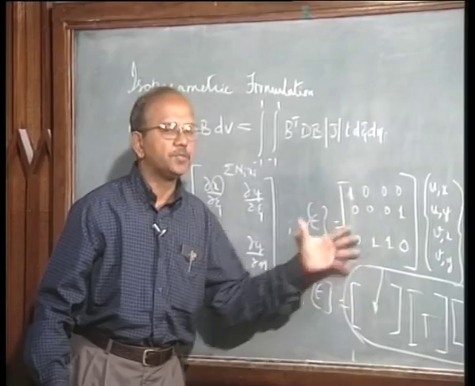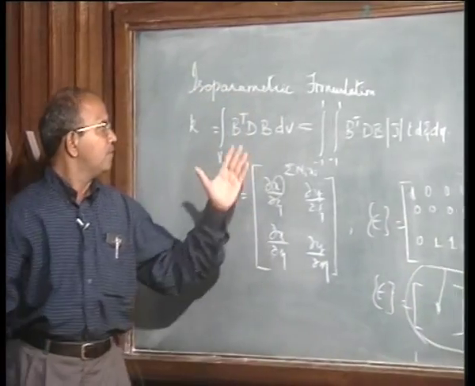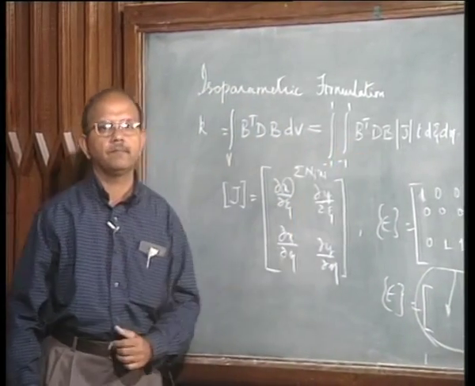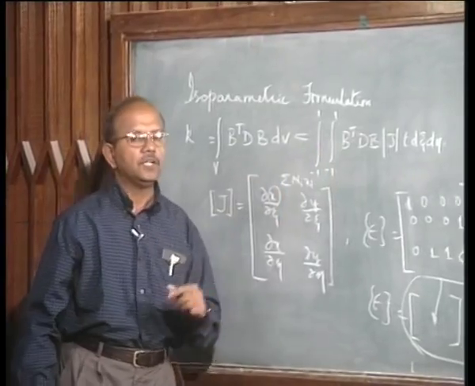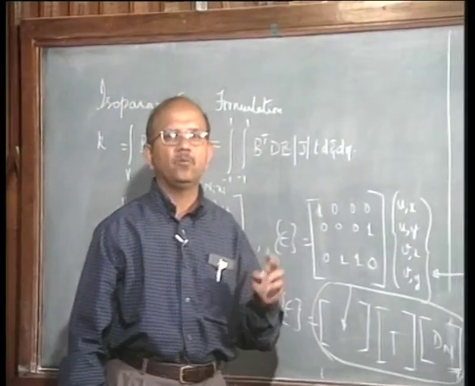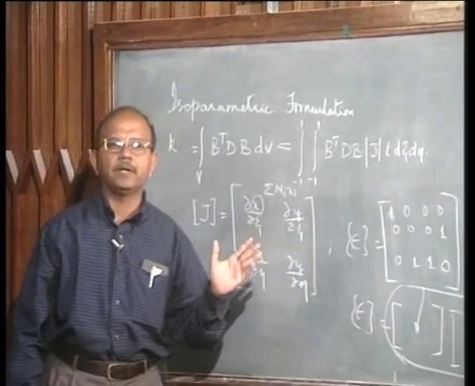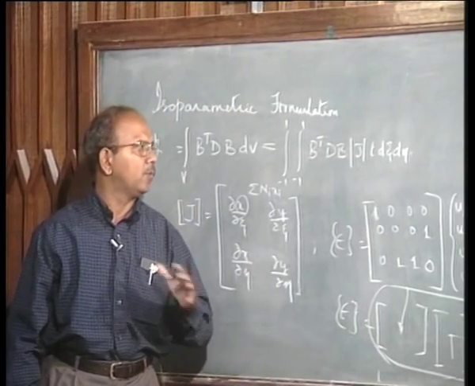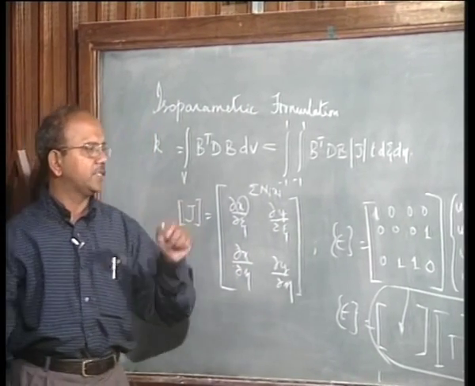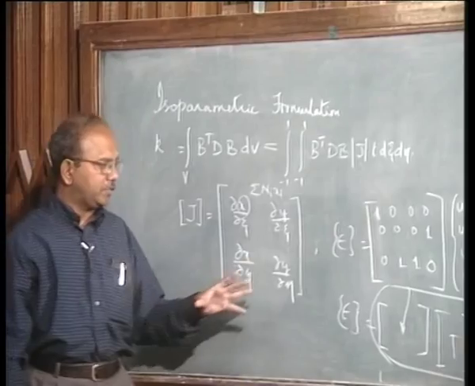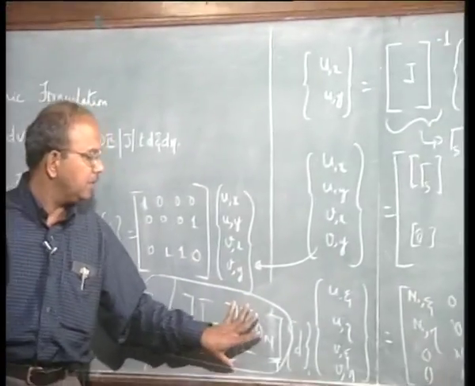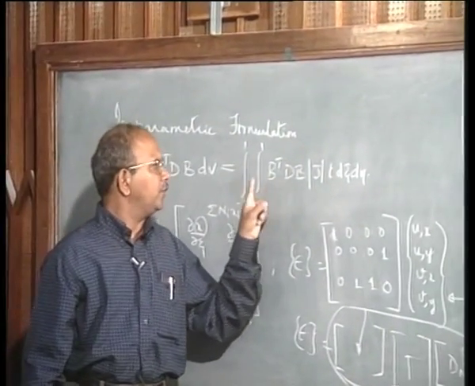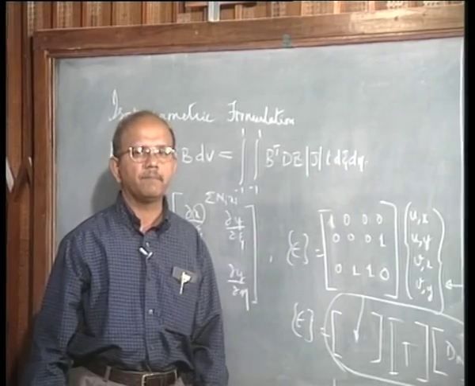So having done this, what is the next step? Just substitute this b into my first equation here. So b transpose db. What is d? D is nothing but the stress strain matrix. We know about that already. Okay, for plane stress we know what it is. So we substitute this b into this equation. So we know all the terms here.